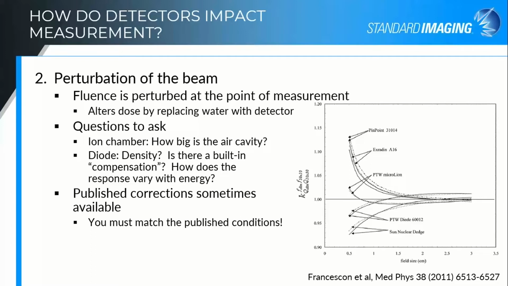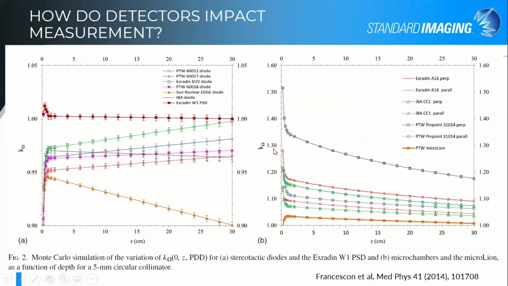There are sometimes published corrections available for your detectors. Sometimes you have to do more of a daisy chain on your own. The tricky part with using published corrections, it is, I agree, very nice to use published corrections because they have been peer reviewed. They are out there for public use, but you have to match the conditions under which they were generated, or they may not apply to your measurements. So here's an example, I guess, of some publications for various sets of diodes as well as ion chambers, showing differences in perturbation as you change the depth, I believe.